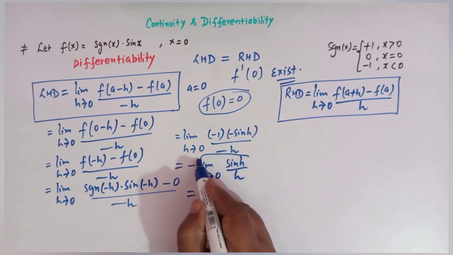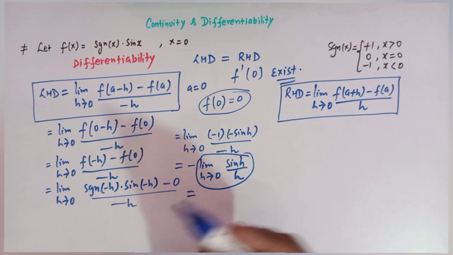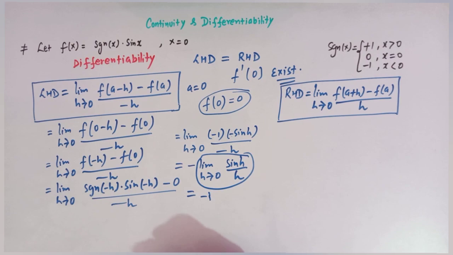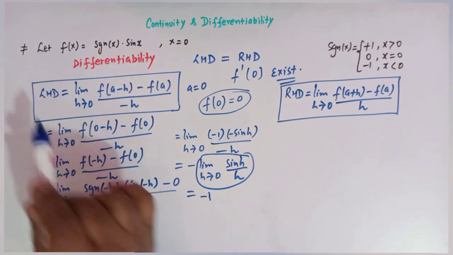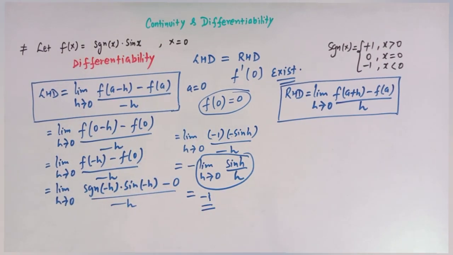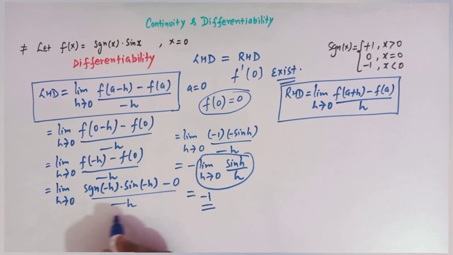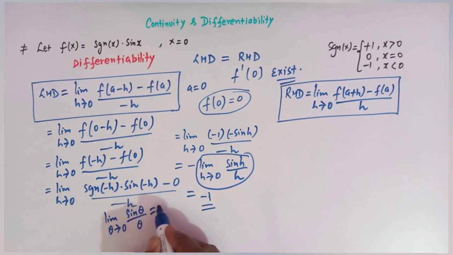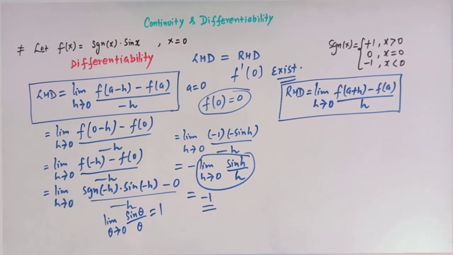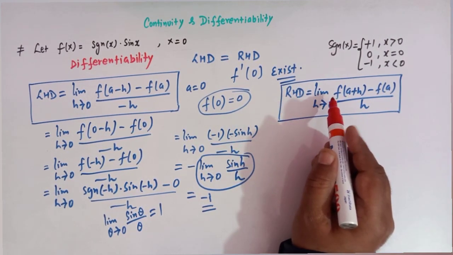And this is the well-known limit in calculus, so the value of this limit is 1. So the left hand derivative of this function at x equal to 0 is minus 1. Here we have used the limit, that is limit theta tends to 0 of sine theta over theta is always equal to 1. Now let us find the right hand derivative.